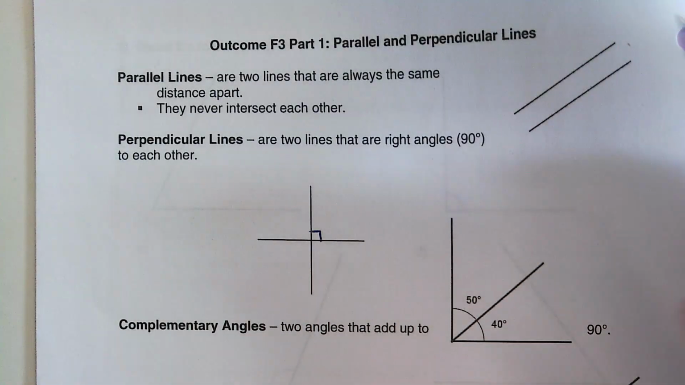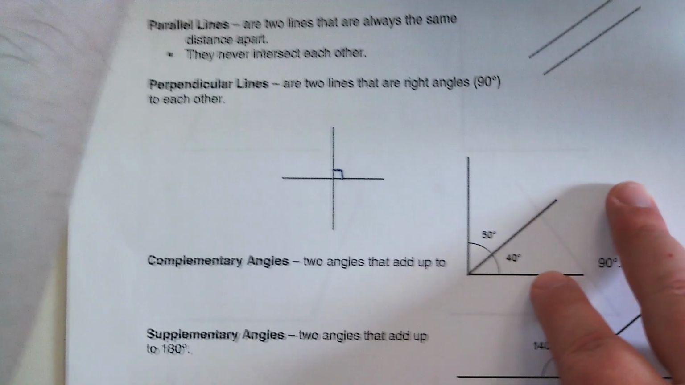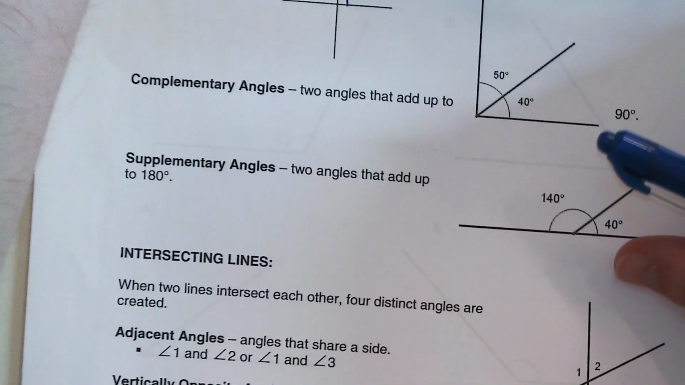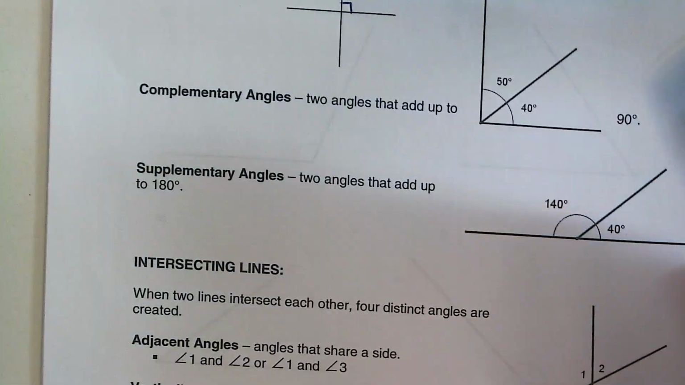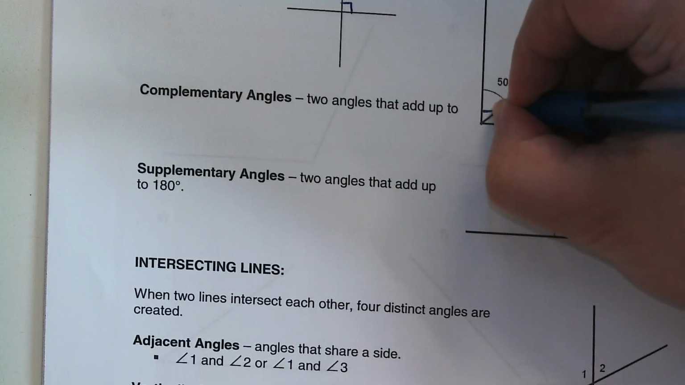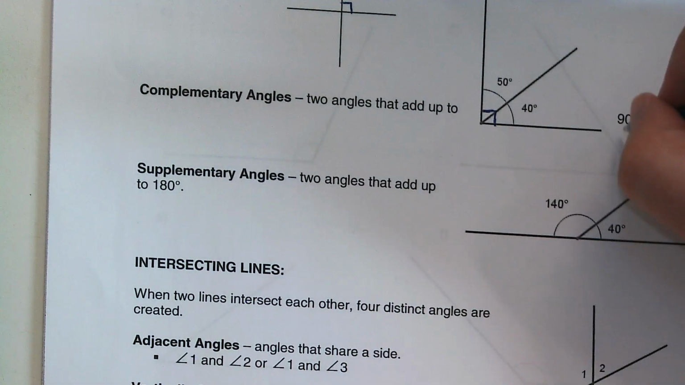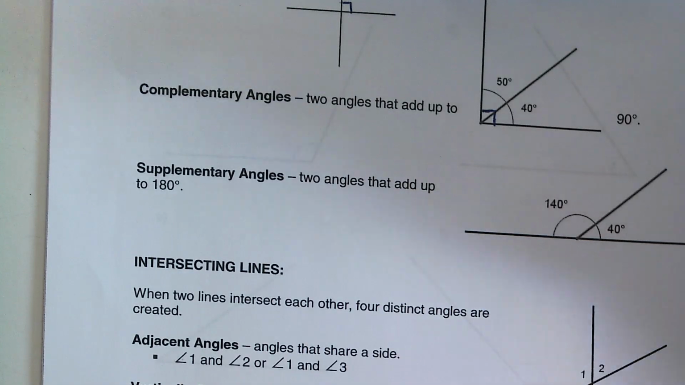So just a couple other definitions here. If we go down a little bit, we have complementary and supplementary angles. So complementary are two angles that add up to 90 degrees. So for example, this angle right here in this corner, this line going up and down and this line going left and right, it creates a 90-degree angle.